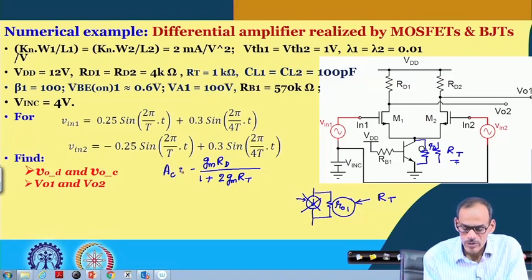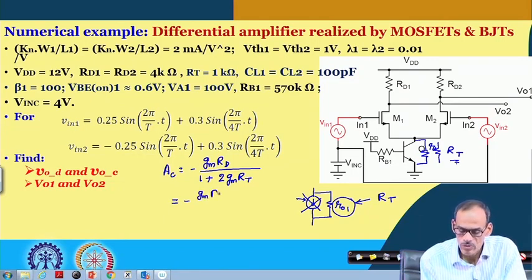So, it is now intuitive that the common mode gain becomes minus gm into RD. gm1 or gm2 both are the same, RD1 and RD2 are also the same, and in the denominator we have 1 plus 2 into gm into this RO1.